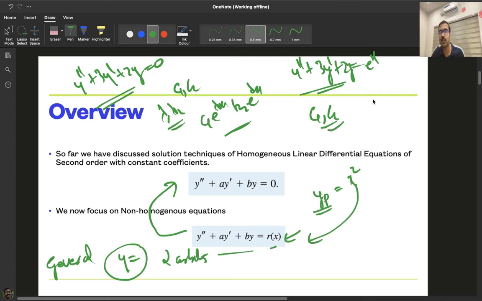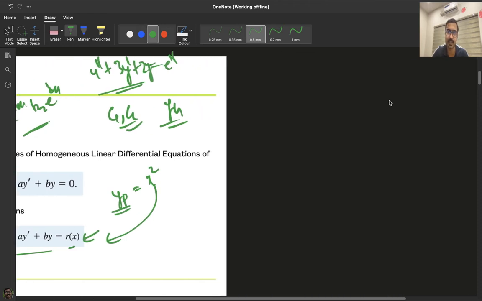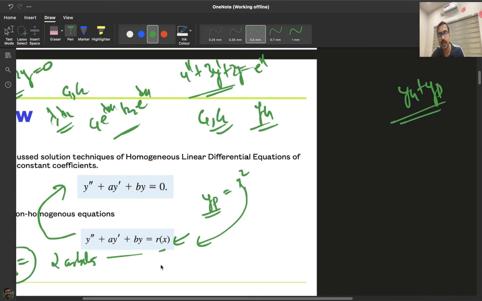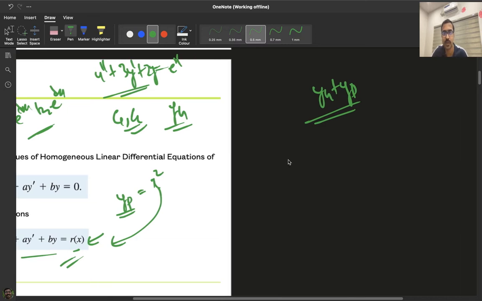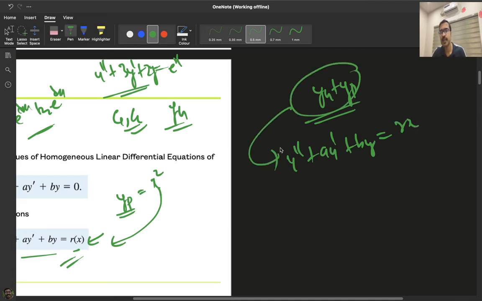Okay, so I'll call that solution yh. Now consider this function yh plus yp, and substitute it into our required equation, that is y double dash plus ay dash plus by is equal to r of x. Let us see what happens.